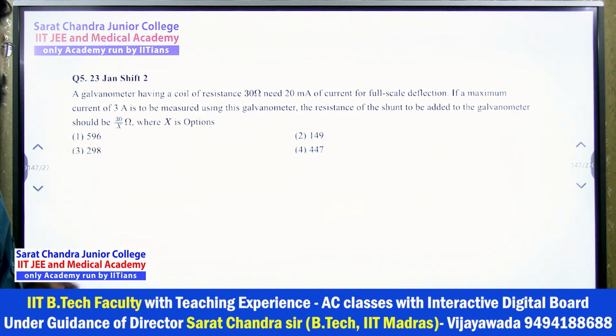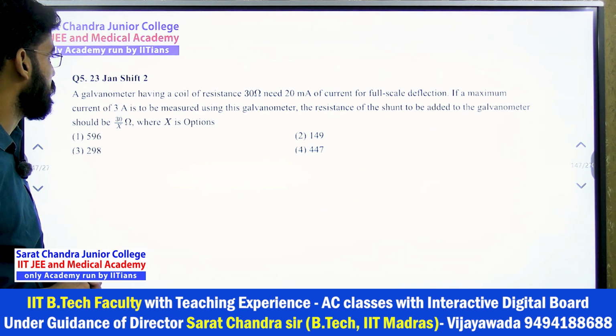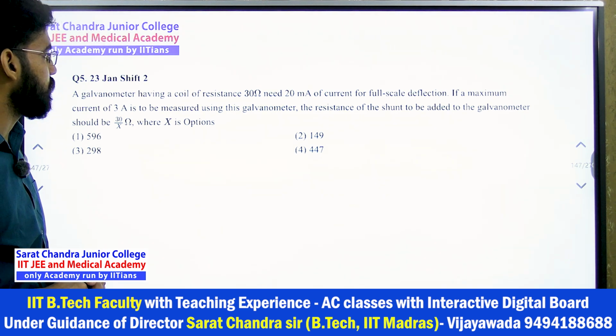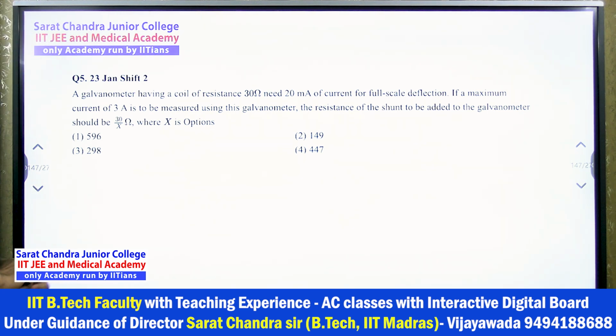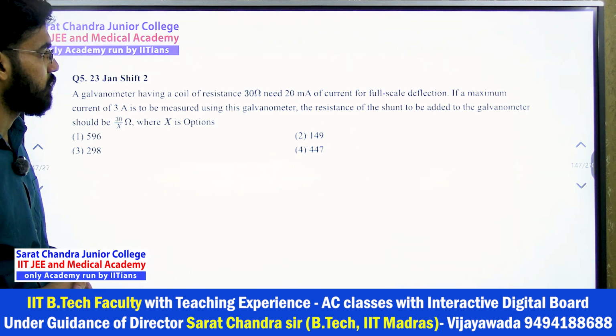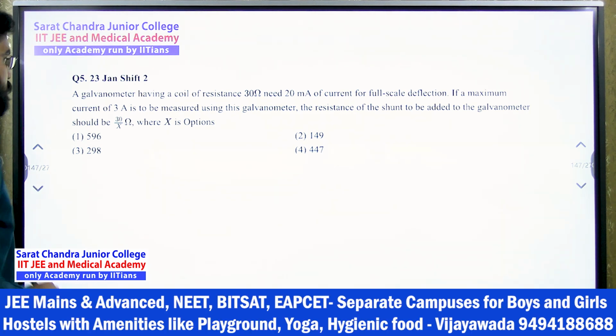The fifth is saying: a galvanometer having a coil of resistance 30 ohm shows 20 milliampere of current for full scale deflection. If a maximum current of 3 ampere is to be measured using this galvanometer, the resistance of the shunt to be added to the galvanometer should be.